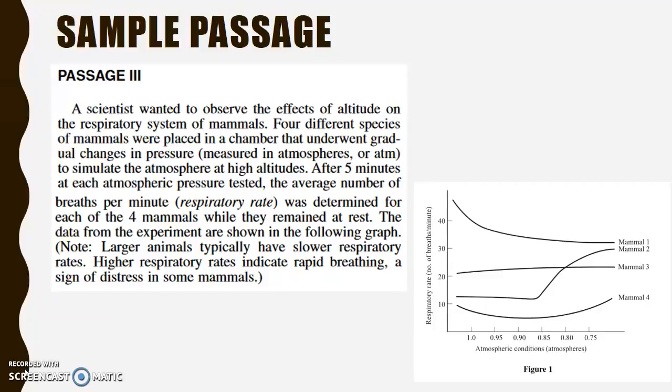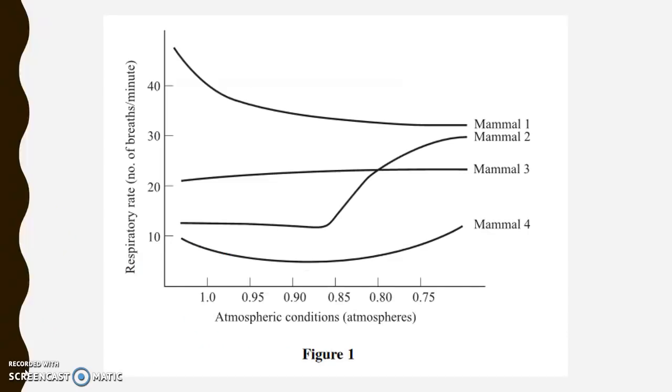The data from the experiment are shown in the following graph. Note, larger animals typically have slower respiratory rates. Higher respiratory rates indicate rapid breathing, a sign of distress in some mammals. Here in the lower right-hand corner is the figure that's attached with this passage, or here, a much larger figure to look at.